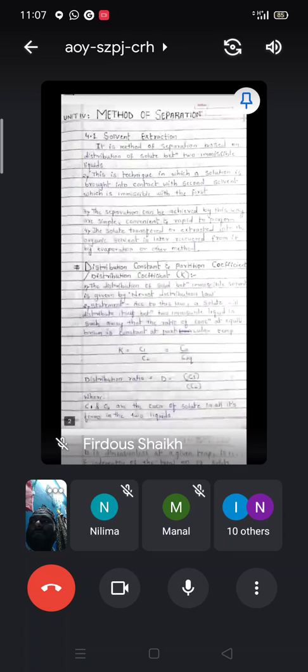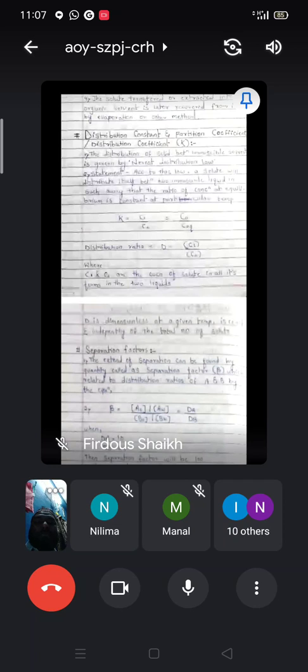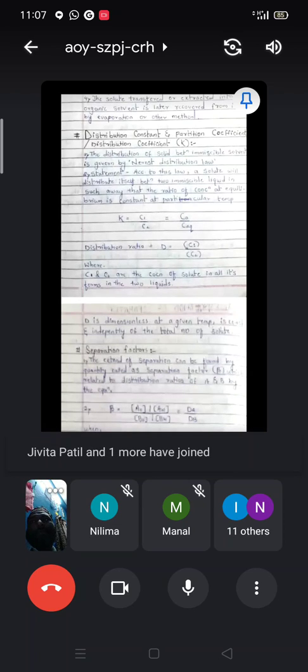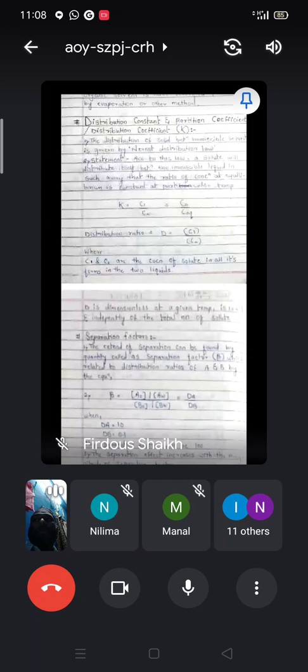Then the distribution ratio is given by D = C1 upon C2, where C1 and C2 are the concentrations of the solute in all its forms in the respective liquids. Remember that an MCQ may be based on this part. D is dimensionless, constant at a particular temperature, and independent of the total amount of the solute.